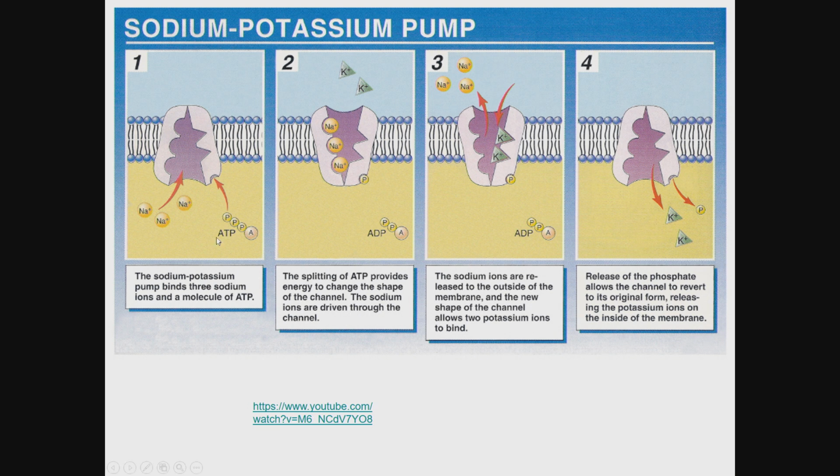In other words, voltage is negative 70 millivolts inside the axon. So the sodium-potassium pump takes 3 sodiums out and it requires a molecule of ATP. The splitting of ATP provides the energy to change the shape of the channel. The sodium ions are driven through the channel. Sodium ions are released to the outside of the membrane, and the new shape of the channel allows potassium to bind. Release of the phosphate allows the channel to revert to its original form, releasing the potassium ions on the inside of the membrane.